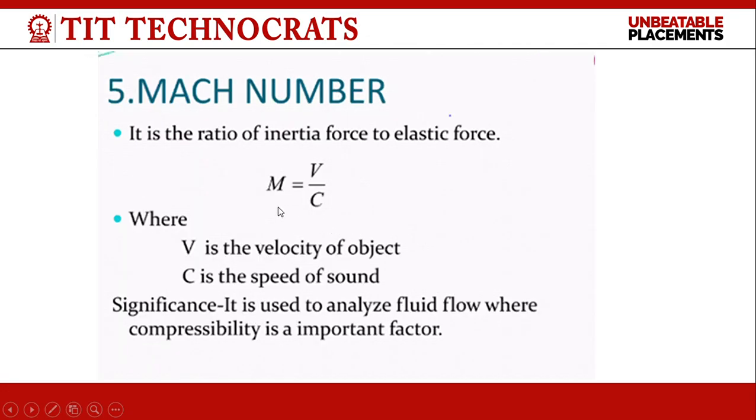Fifth one is the Mach number. Mach number is the ratio of inertia force to elastic force. So it is equal to V upon C, where V is the velocity of object and C is the speed of sound. It is used to analyze fluid flow where compressibility is an important factor.